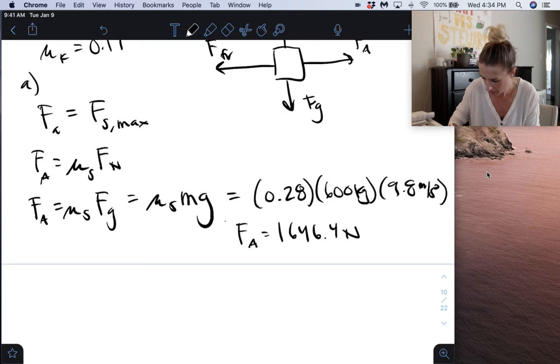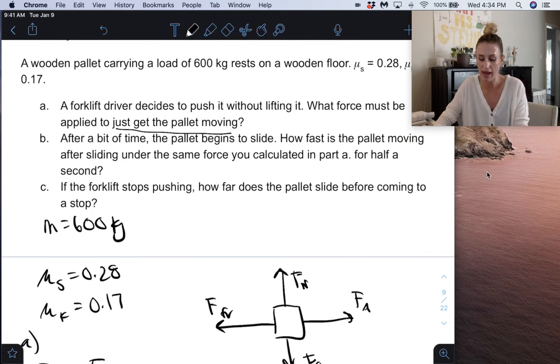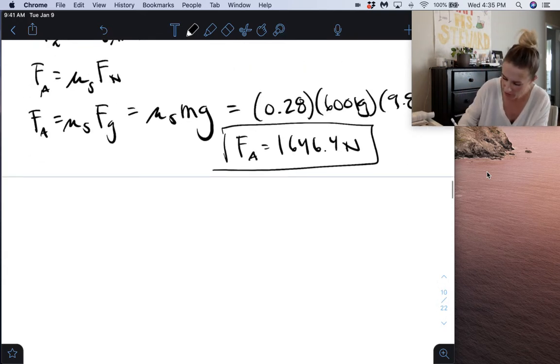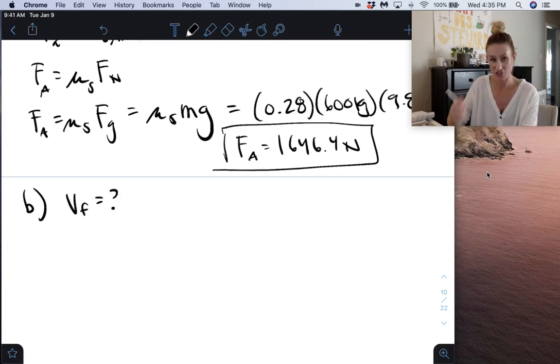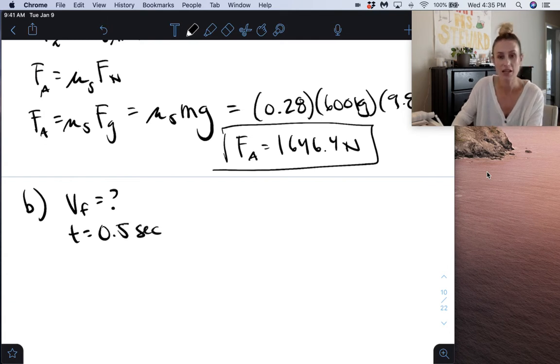Right? So then for part B, it says, after a bit of time, the pallet begins to slide. How fast is the pallet moving after sliding under the same force you calculated in part A for half a second? So for part B, we want to know how fast. That's our final velocity, after a time of 0.5 seconds, half a second. Our initial velocity here is going to be 0 because that pallet was initially at rest.